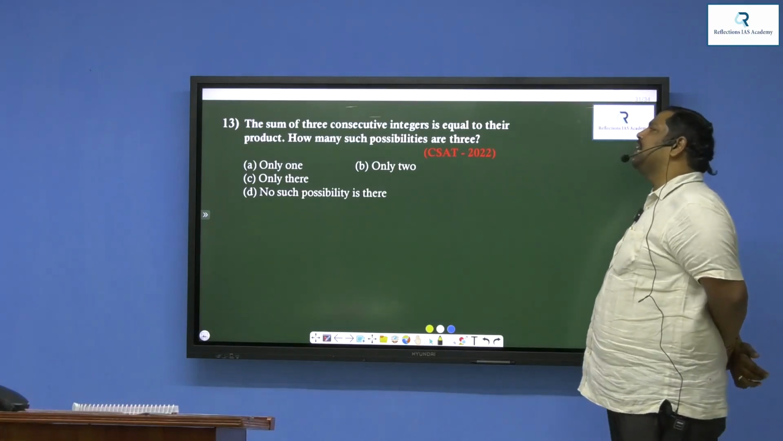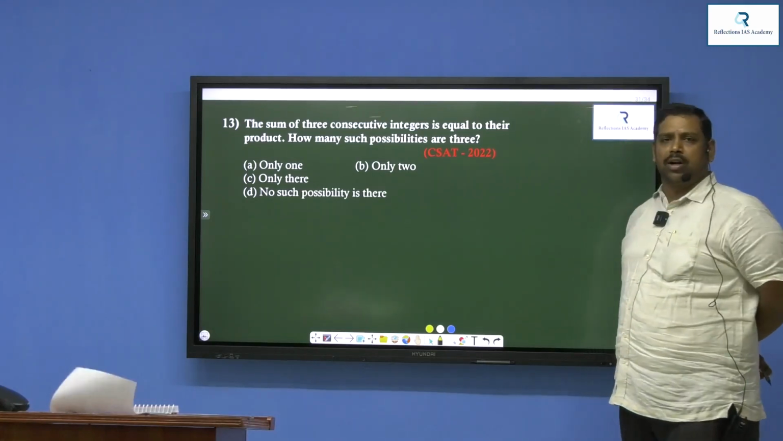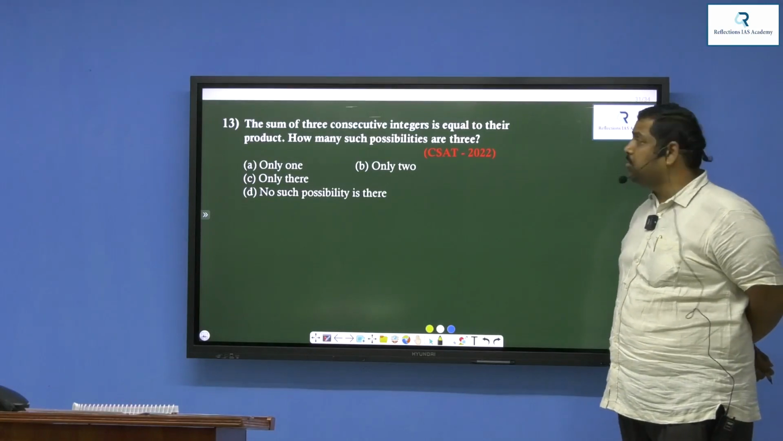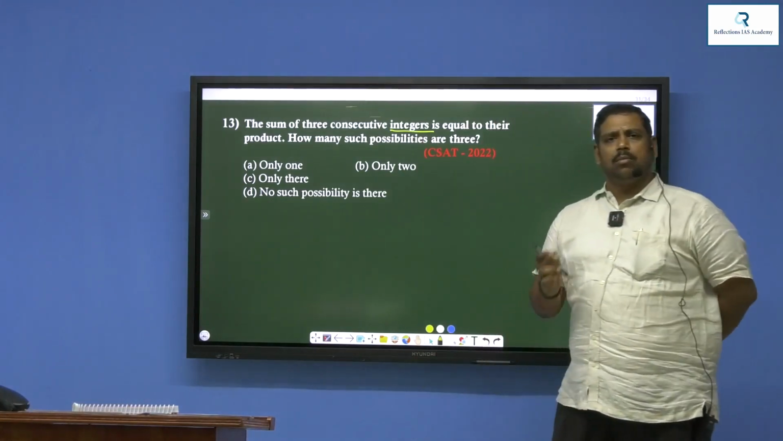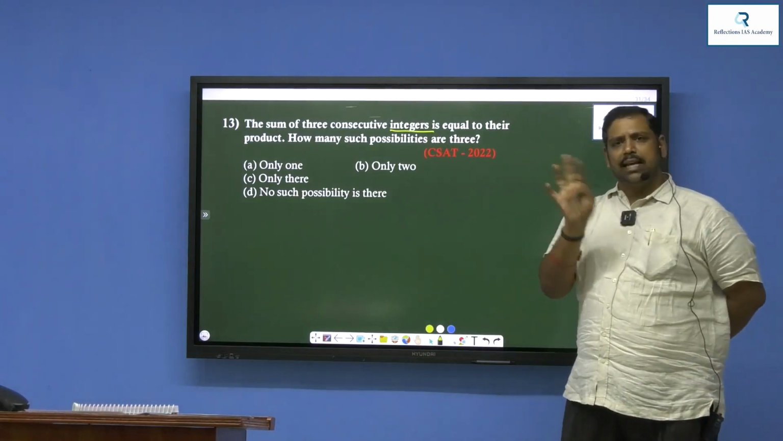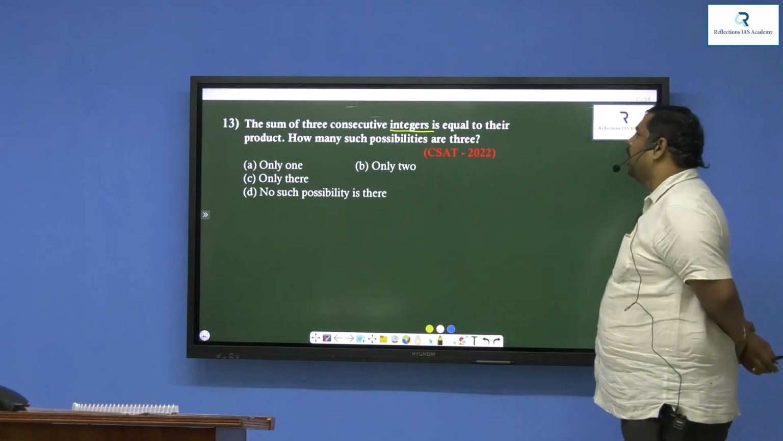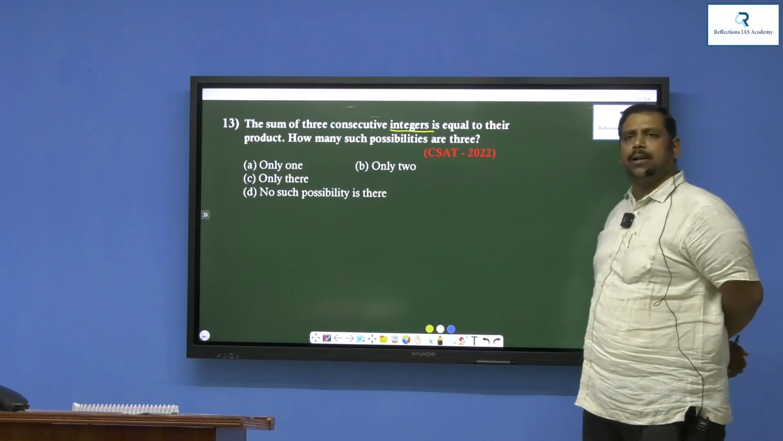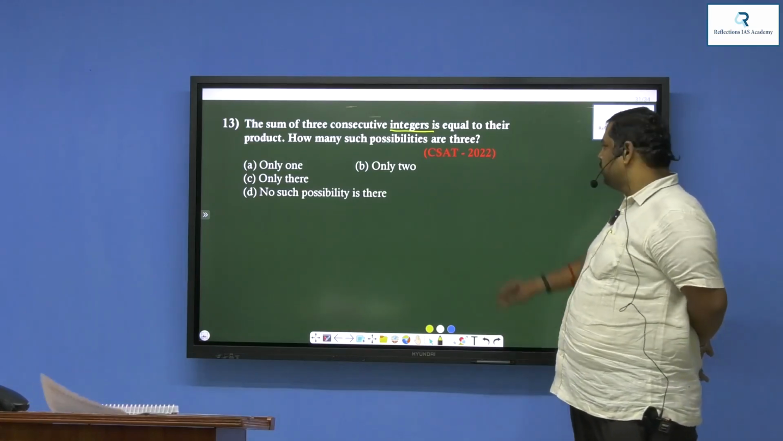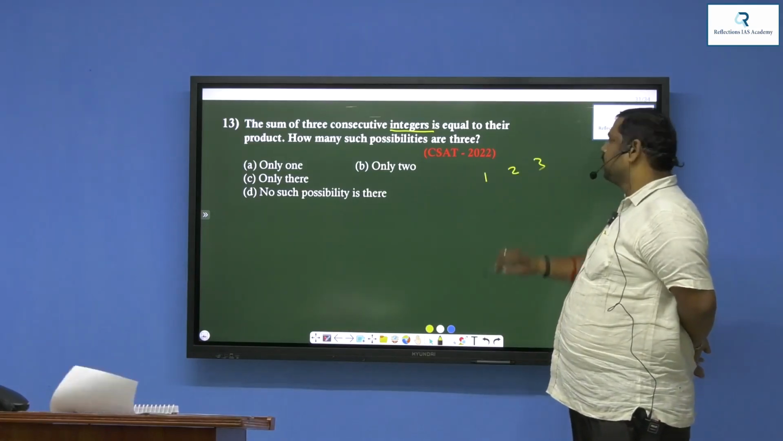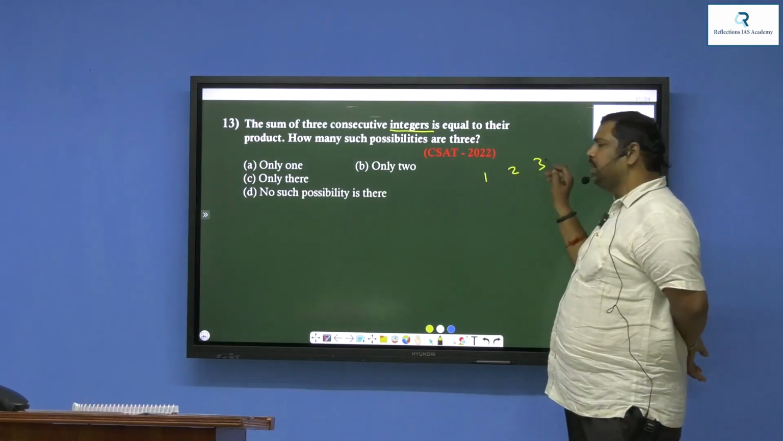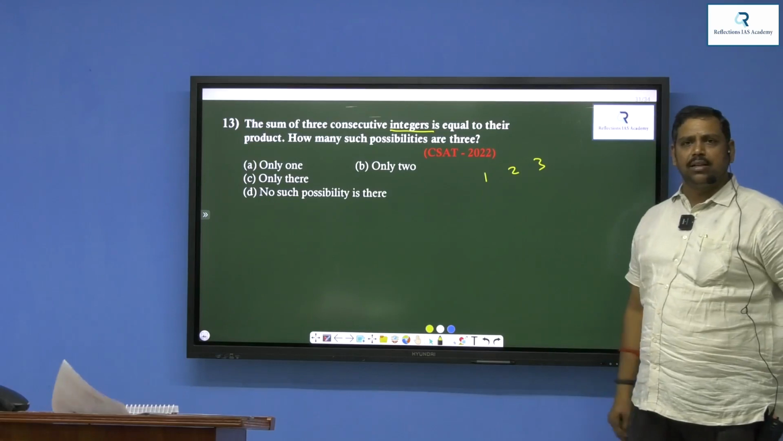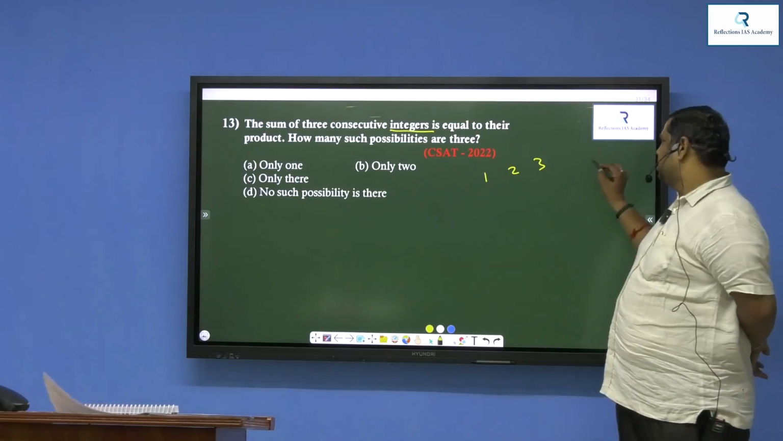So, the sum of three consecutive integers is equal to their product. Integers means positives, negatives, zeros. Okay, fine. How many such possibilities are there? Observe that 1, 2, 3. What is the sum of 1, 2, 3? 1 plus 2 plus 3 is 6.